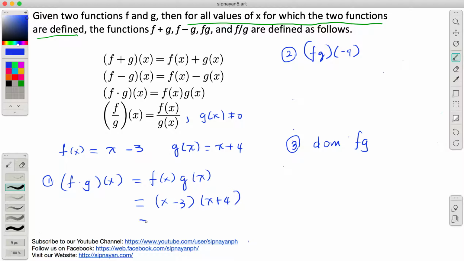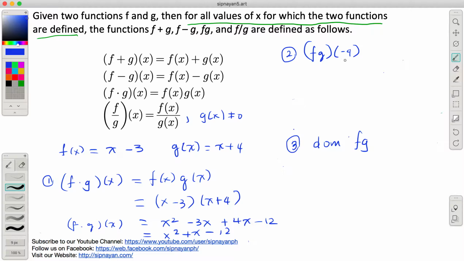Okay, so this is equal to x squared. Meron tayong minus 3x. And then plus 4x, no? And then minus 12. So this is equal to x squared plus x minus 12. Yun yung ating f times g of x.